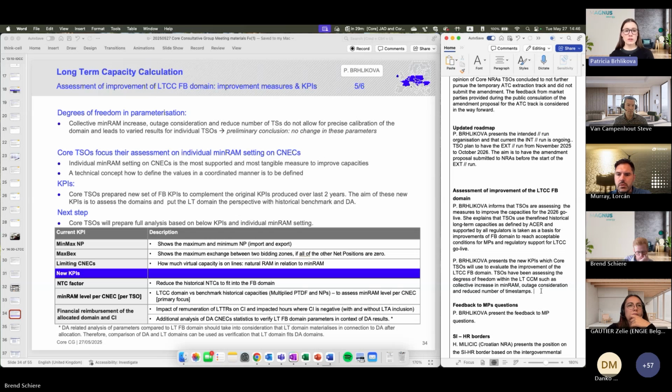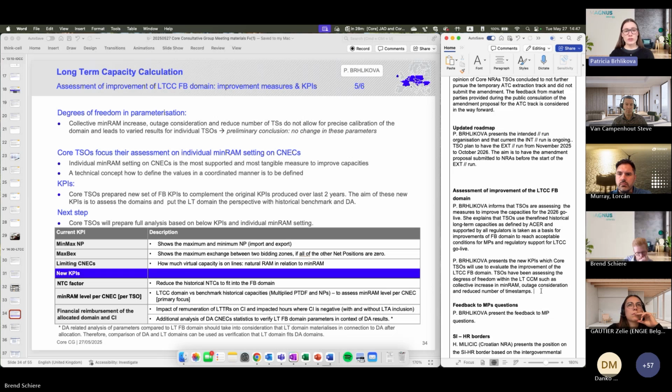The min-max net positions and the maximum bilateral exchanges are basically showing, I would say, the bracket. It is a bracketing exercise to see how much can be imported or exported, or what are the exchanges that would be possible on these borders. Here, maybe to mention, this is a theoretical concept, so this is a non-simultaneously feasible exchange.